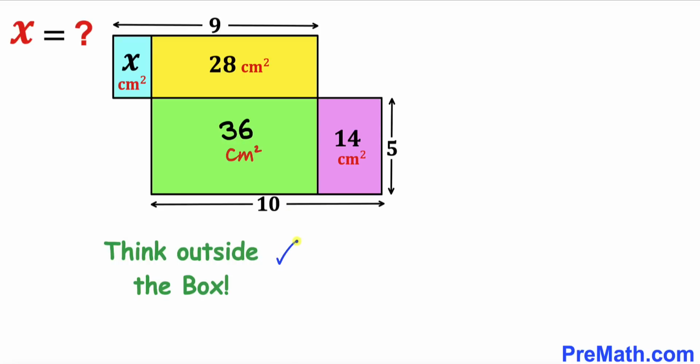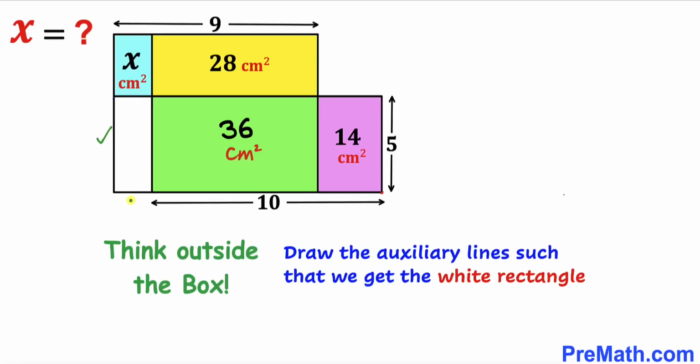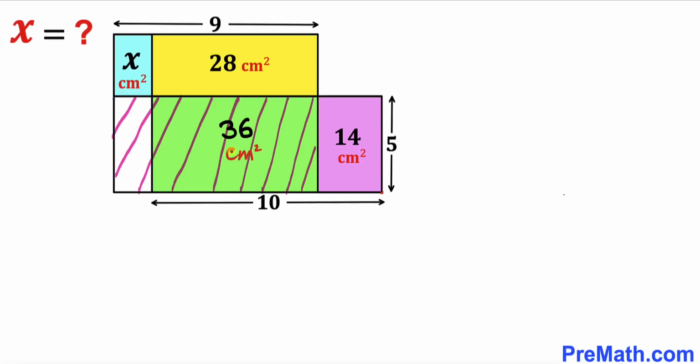Now let's think outside the box, and we have drawn these auxiliary lines such that we got this white rectangle. And here's our next step. Let's focus on this shaded rectangle that consists of this white rectangle as well as this green rectangle. We know that we are dealing with these rectangles. We know that this horizontal length is 9 centimeter, so this horizontal length is going to be 9 centimeter as well. And furthermore, this vertical length is 5 centimeter, so this vertical length is going to be 5 centimeter as well.